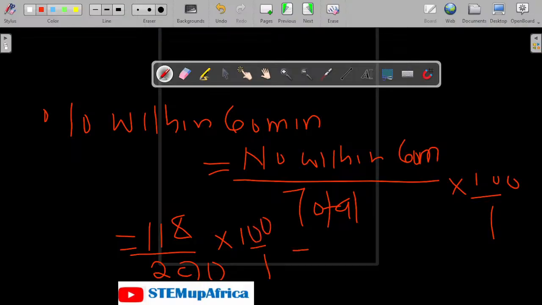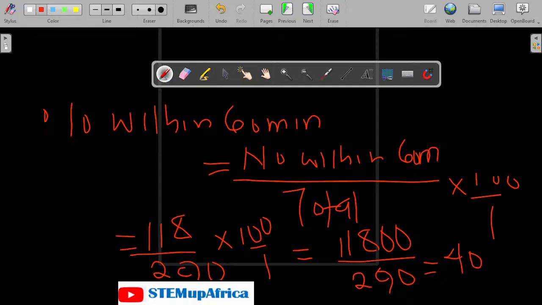So what are we going to have? If I multiply 118 by 100, we have 11800 divided by 290. All you need to do now is to press your calculator. 11800 divided by 290 will give us 40.7%. 40.7% of persons view within 60 minutes.